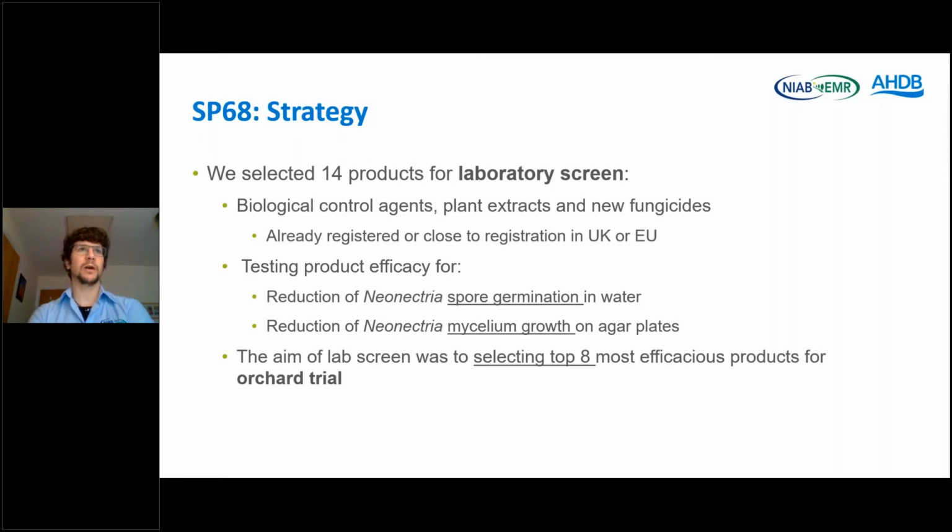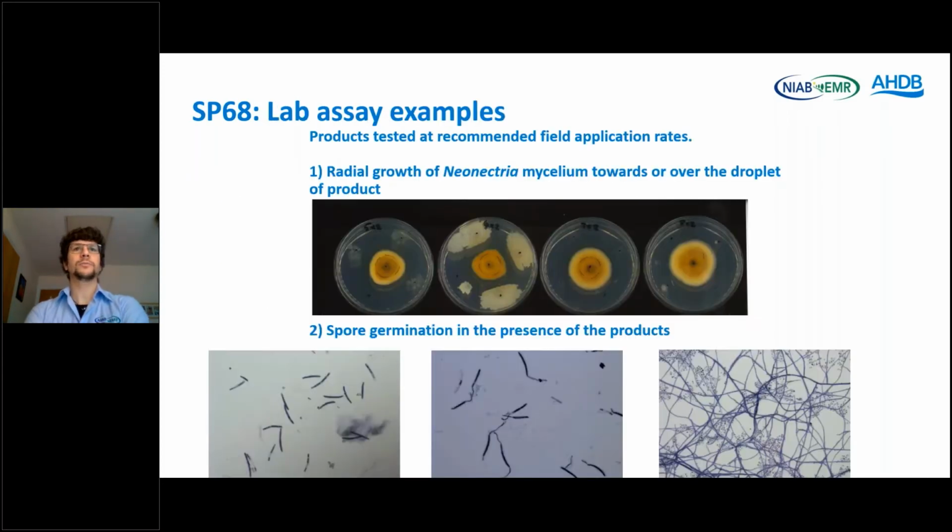So the aim was to select from 14 different products that entered the lab screen, go down to the top 8 that would then be tested in the orchard trials. And we'll just go quickly through examples of the lab assays. So we tested mycelium growth. You can see on the agar plates on the top, where we put the pathogen in the middle, and then the different products around it. And you can see in the far right as a control, Neonectria is growing really well. And then the far left, the first two plates are two biocontrol agents that stopped or slowed down the growth of Neonectria, of the pathogen.